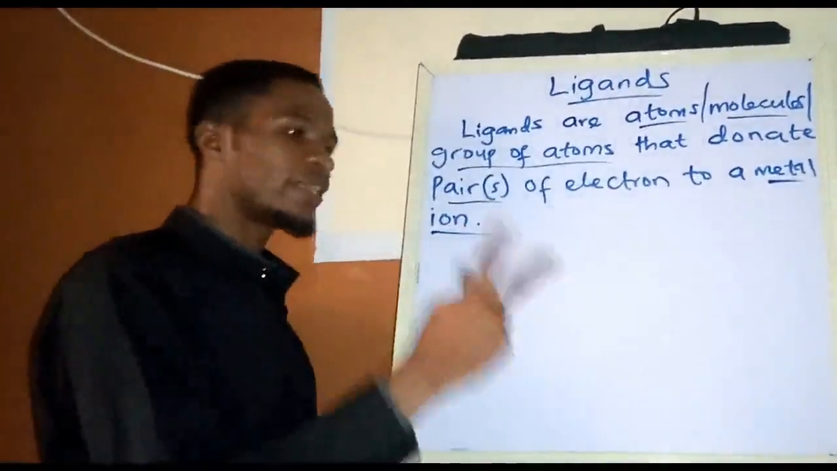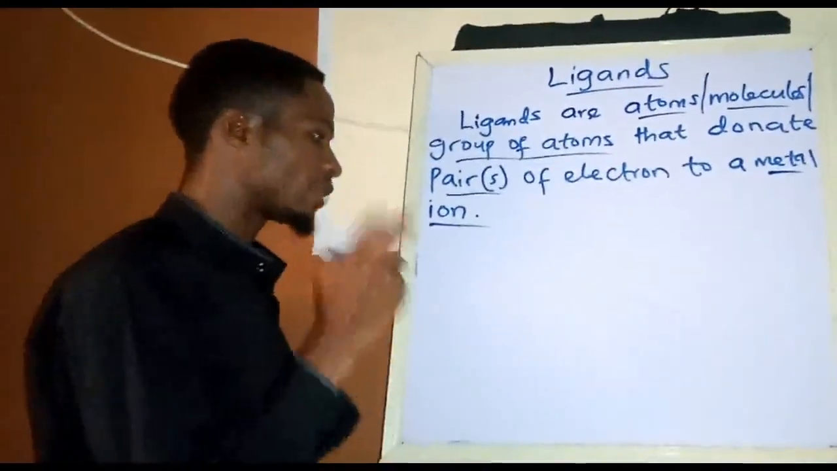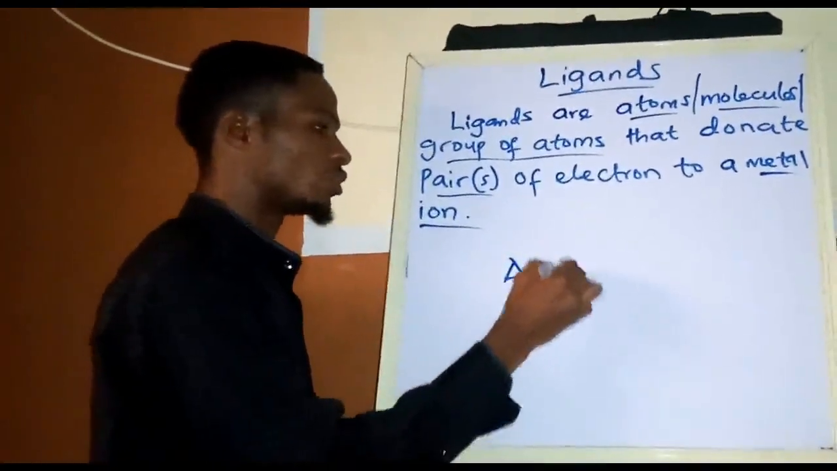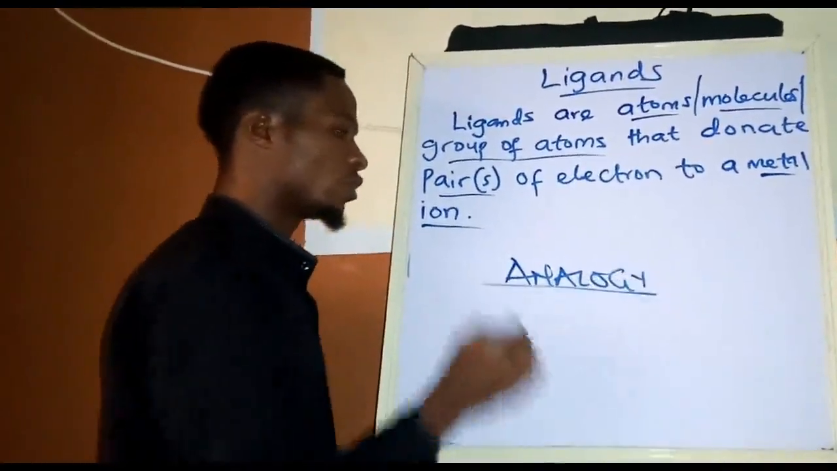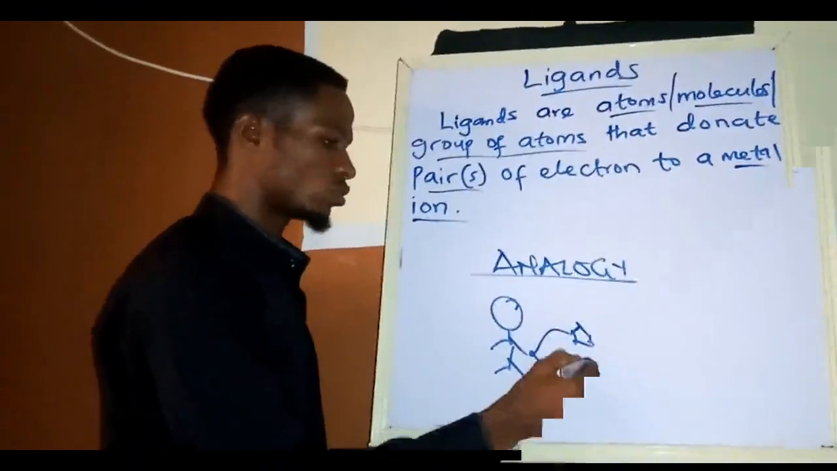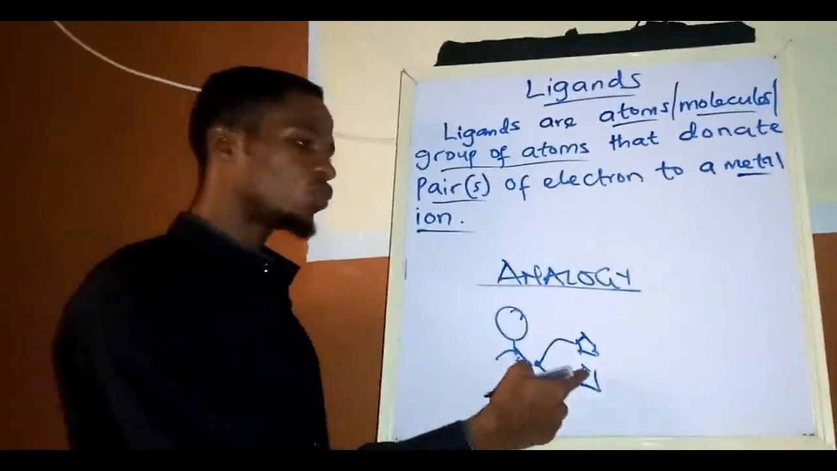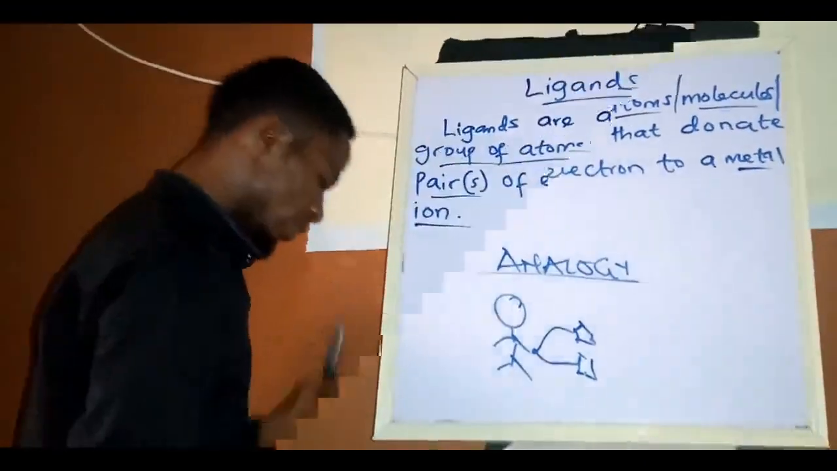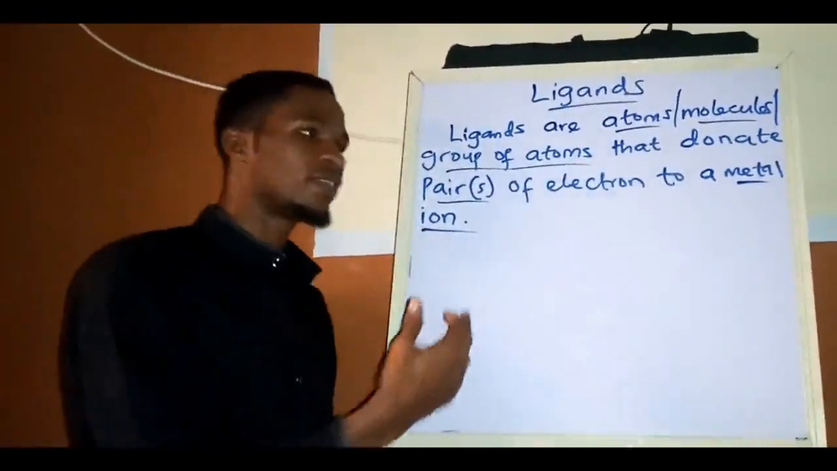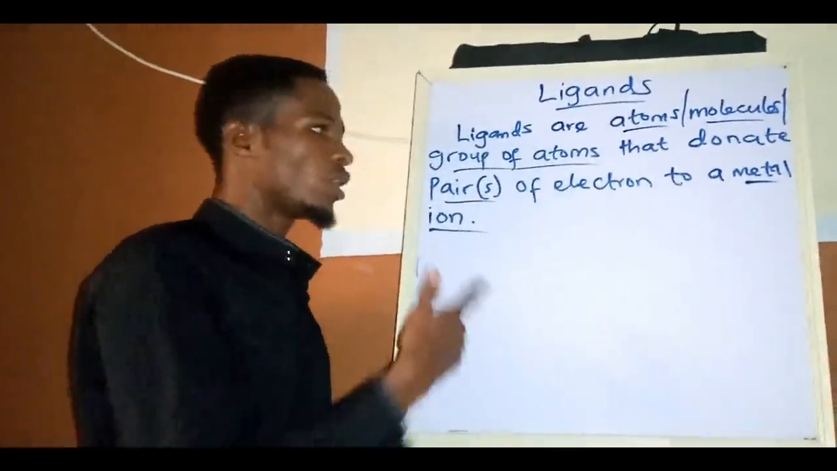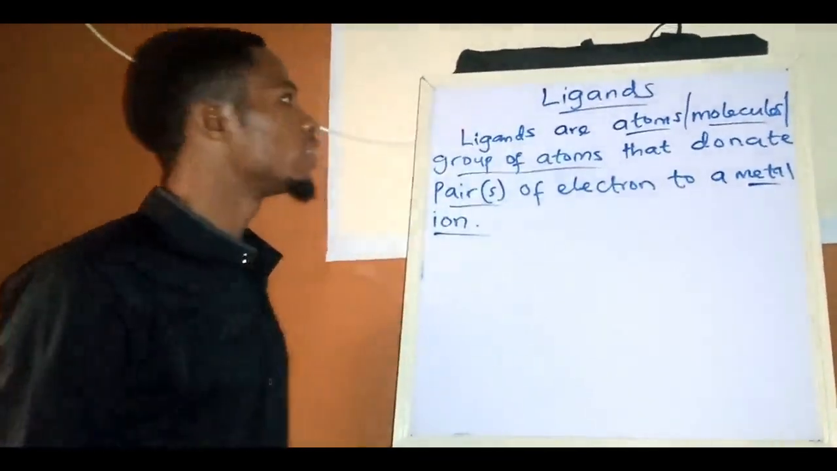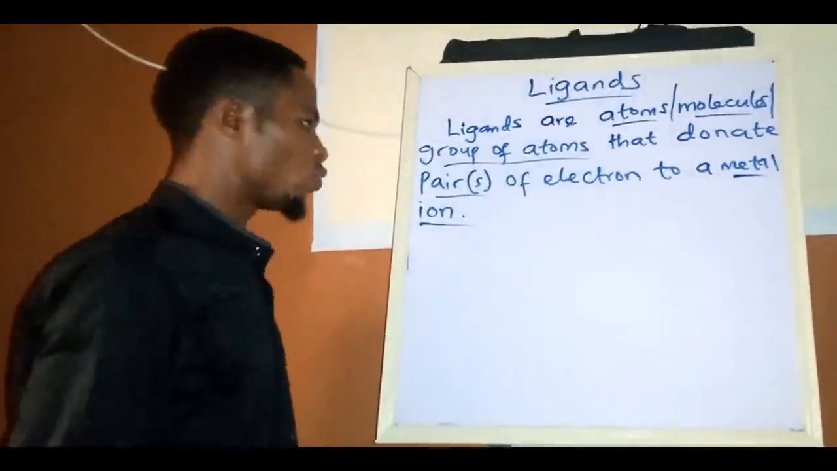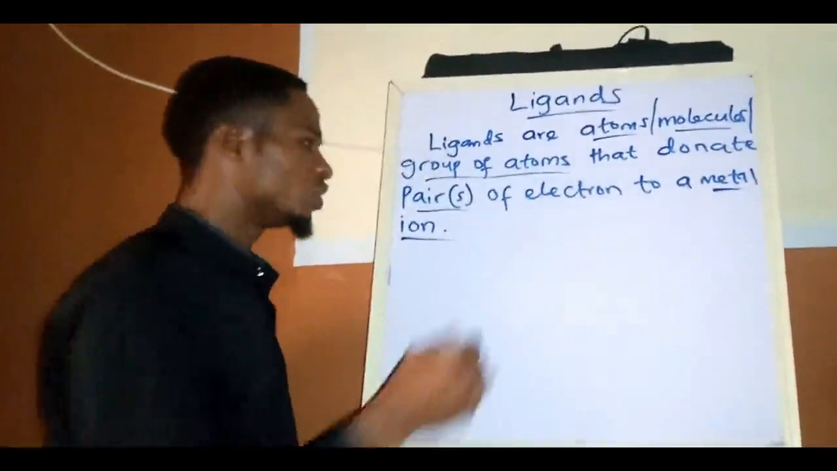What do we mean by pair? Two at a time. Let me use this analogy. If I have this man, the ability to donate these two is what we call ligand. Examples of what you can get in pair are a pair of shoes, a pair of slippers. Now, since ligands can donate, then we can also say they are Lewis bases.